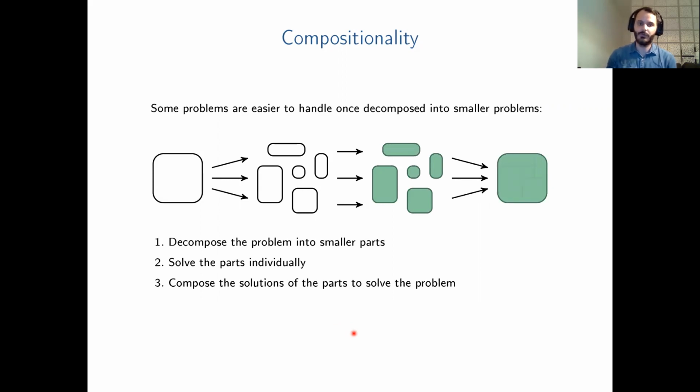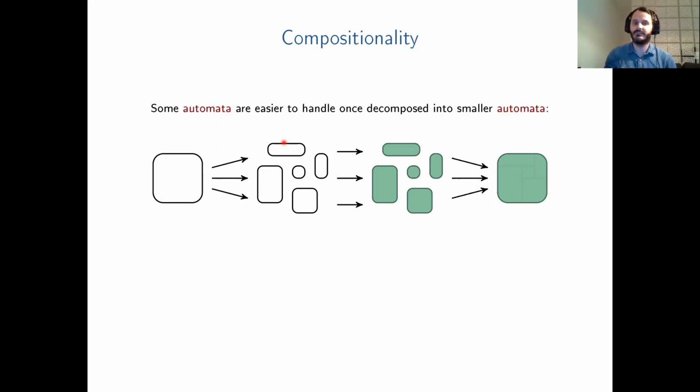In this talk, we'll be interested in compositionality in the context of finite state automata. And we will see that we can make some automata easier to handle by decomposing them into smaller pieces. So let's have a look at an example.